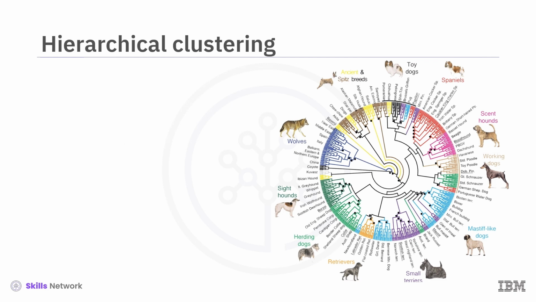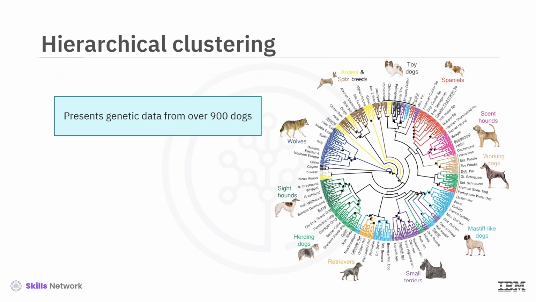This chart, created by UCLA biologists, presents genetic data from over 900 dogs across 85 breeds and 200 wild gray wolves globally. They analyzed 48,000 genetic markers using molecular techniques.